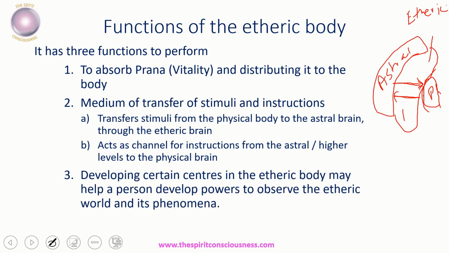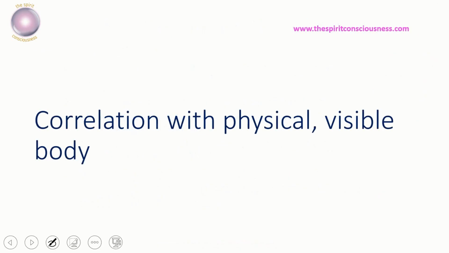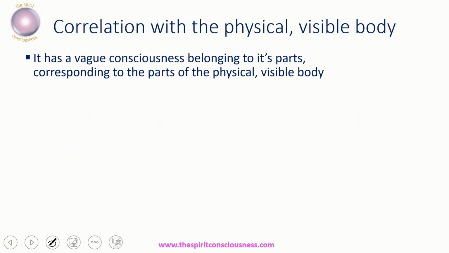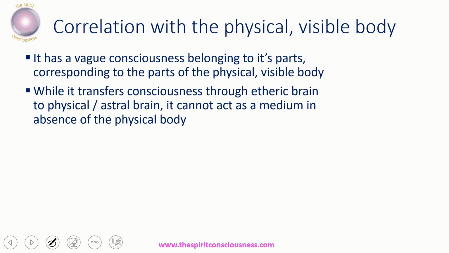So developing certain centers in the etheric body may help a person develop powers to observe the etheric world and its phenomena. So this would be discussed in a lot greater detail in the module on etheric faculties. The correlation with the physical visible body. So the etheric body has a vague consciousness belonging to its parts, corresponding to the parts of the physical visible body. While it transfers consciousness through etheric brain to the physical and astral brain, it cannot act as a medium in absence of the physical body.